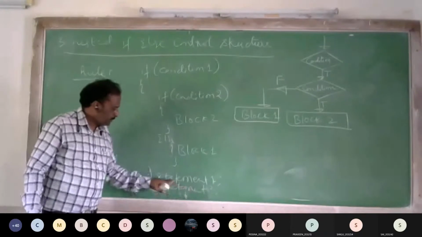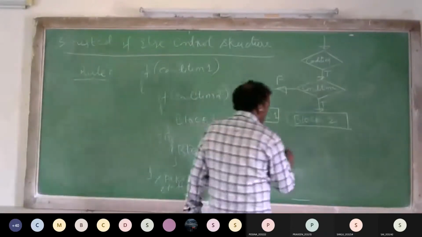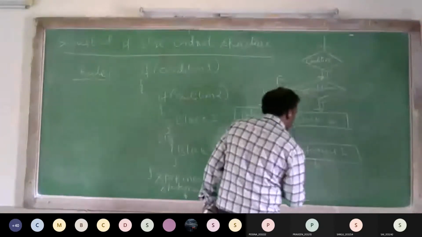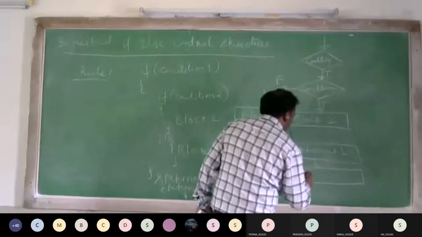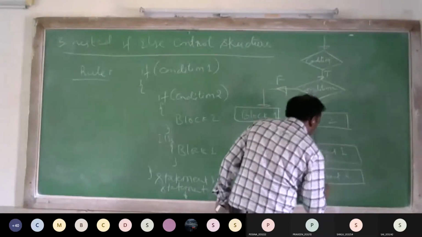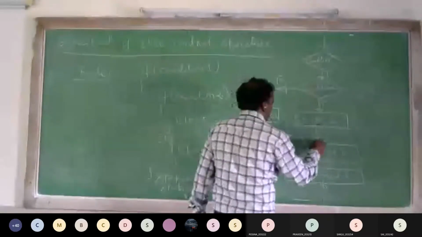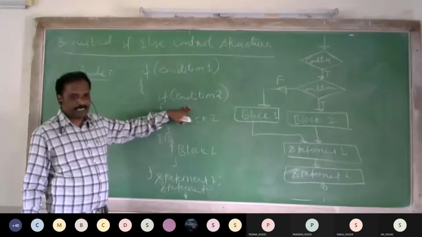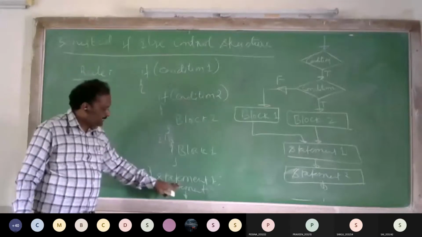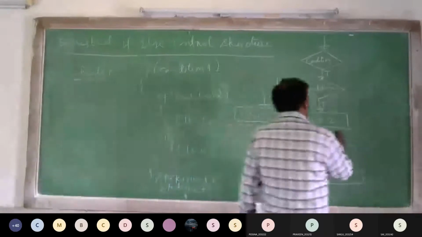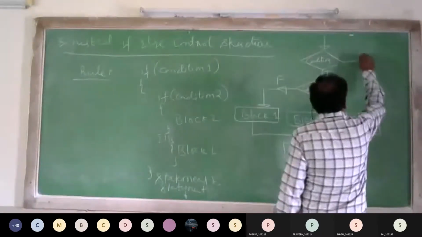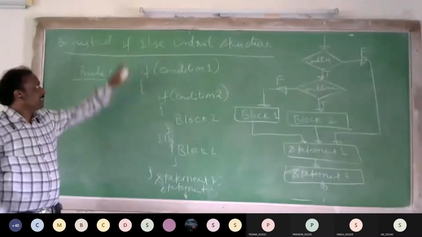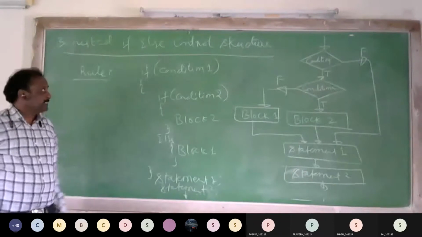After executing this, control will come outside and it will execute statement 1, statement 2, etc. All the statements are executed. Now, if condition 1 itself is false, then it will not check condition 2. It will directly come outside and execute statement 1, statement 2, etc. So this is the flowchart for the nested if else conditional control structure.